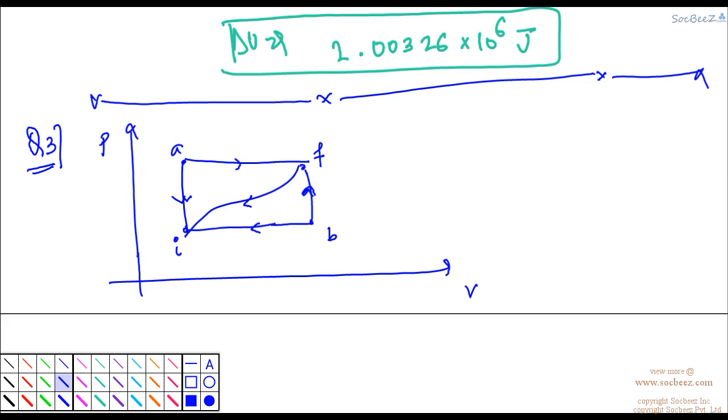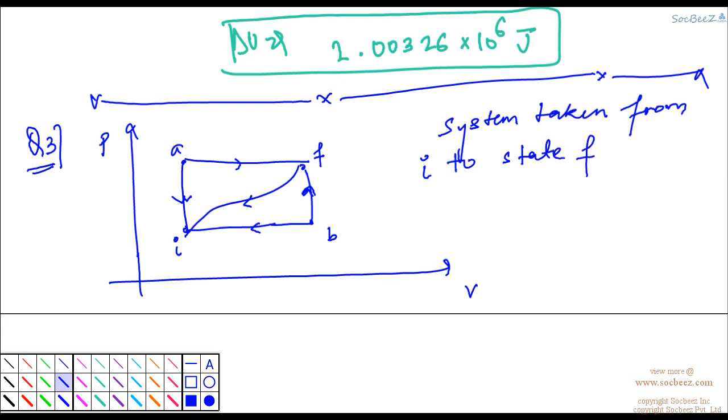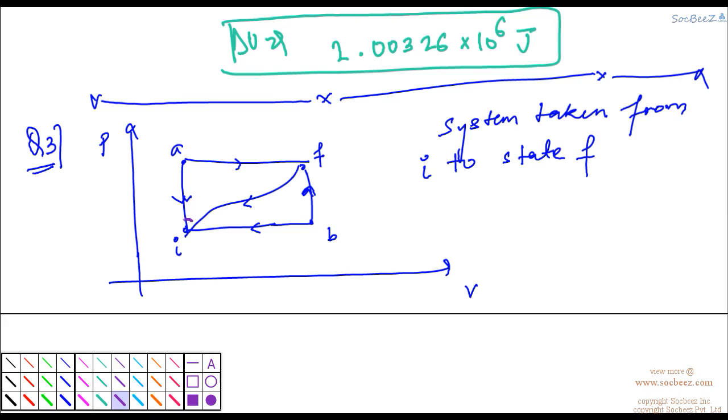So the system is taken from state I to state F. Okay, from I to F it is taken along the path IAF. So the one way you are going from I to F is like this.